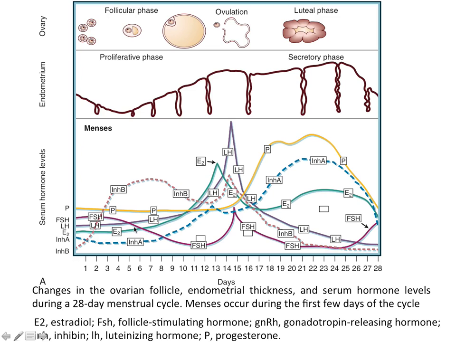On the other hand, you can see the level of this LH, luteinizing hormone. The level of LH is highest on day 14 of the menstrual cycle. Here you can see the level of LH is maximum on day 14. And after day 14, after ovulation takes place, the level of LH goes down very rapidly.